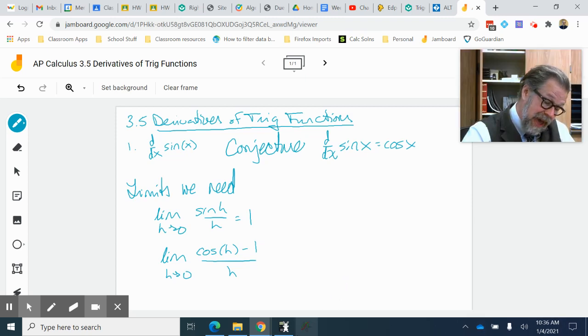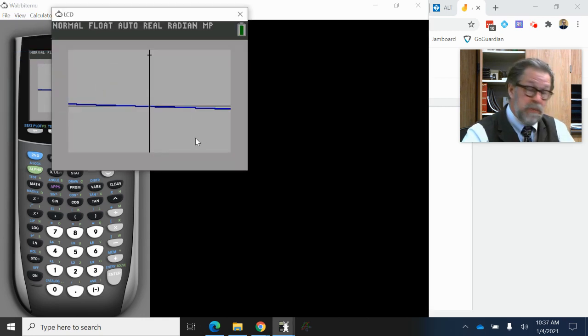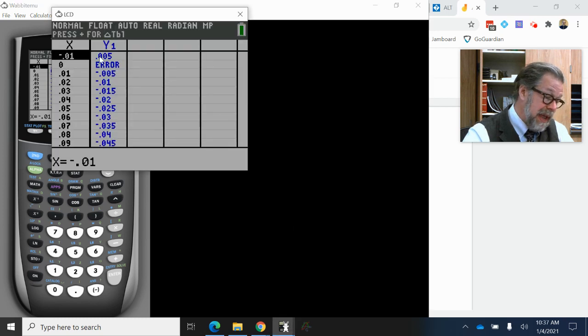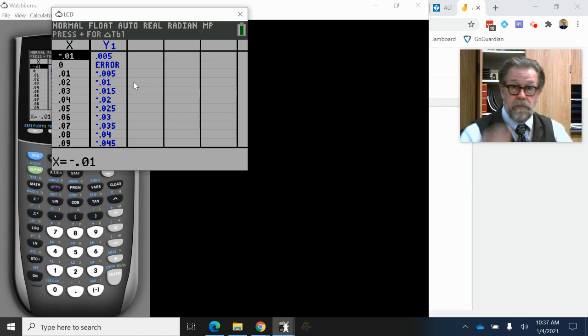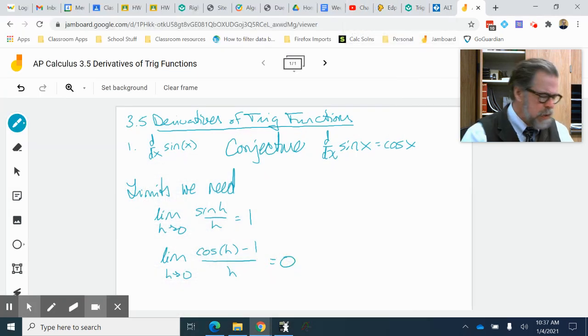And again, I've graphed that, so let me pull that one up. And looking at the graph, zoomed in quite a bit, it sure does look like 0. And then let's go ahead and take a look at the table. When we look at the table, that also sure looks like it's approaching 0. We can see that we're down to 0.005 on the left and negative 0.005 on the right. And we could zoom in if we wanted more, but I think we can confidently say that in fact this limit is equal to 0. We're going to use both of these limits in the proof.